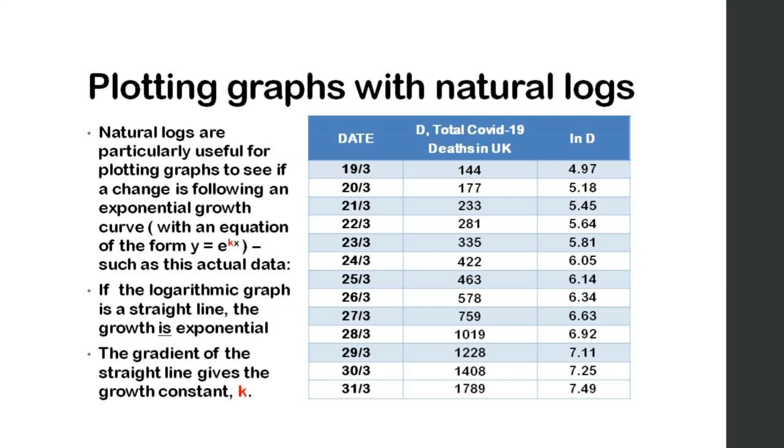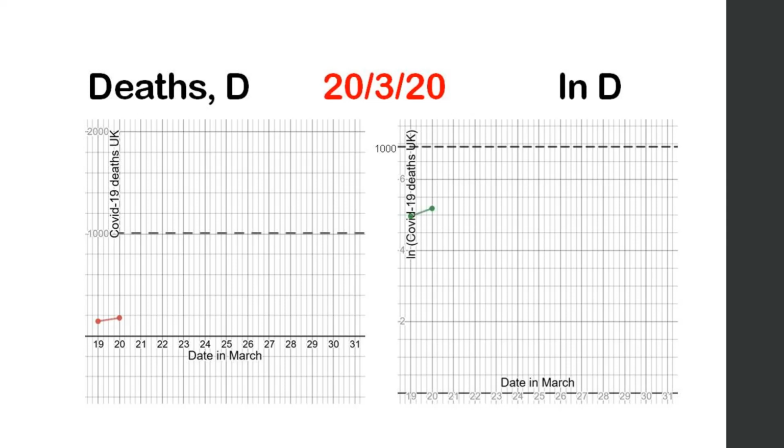And we'll show you two graphs together. On the left-hand side, we'll show just the plot of the deaths in the UK with the actual numbers. On the right-hand side, I'm going to use a logarithmic graph plotting the natural logs of D rather than the actual totals. So let's go, and you can see the points developing over time.